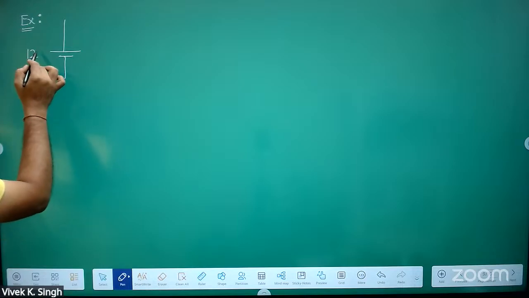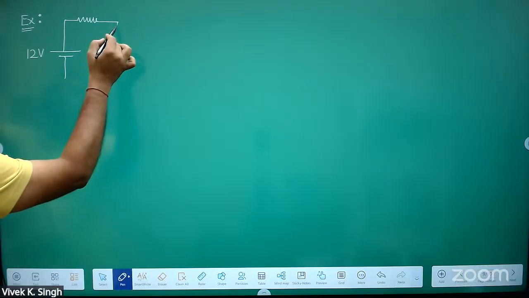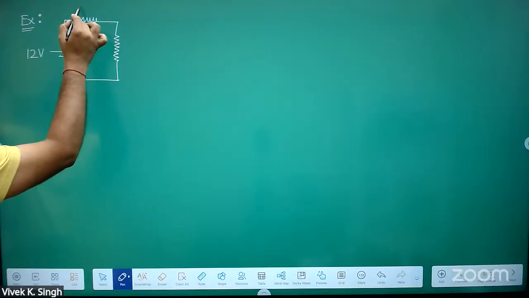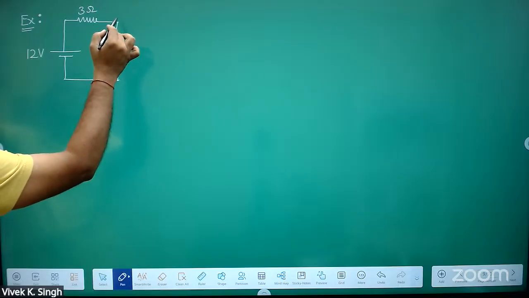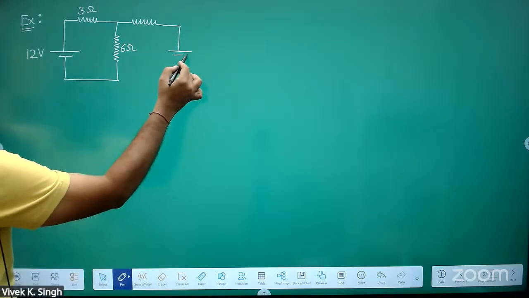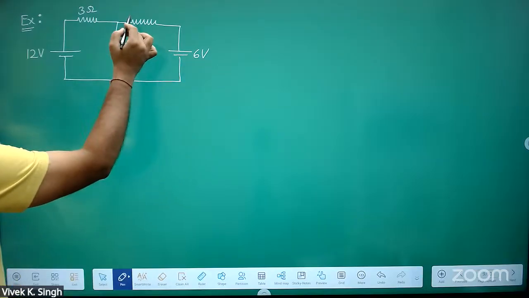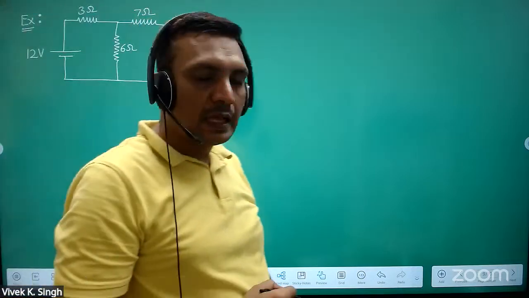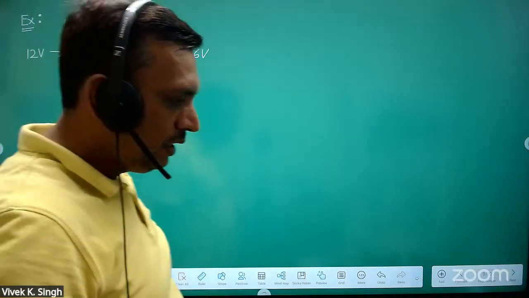This is 12 volt. This is 3 ohm. This is 3 ohm, 6 ohm, 7 ohm, and this will be 6 volt. Let's say this is 6 volt and this is 7 ohm. Now you have to find the current through each resistor.